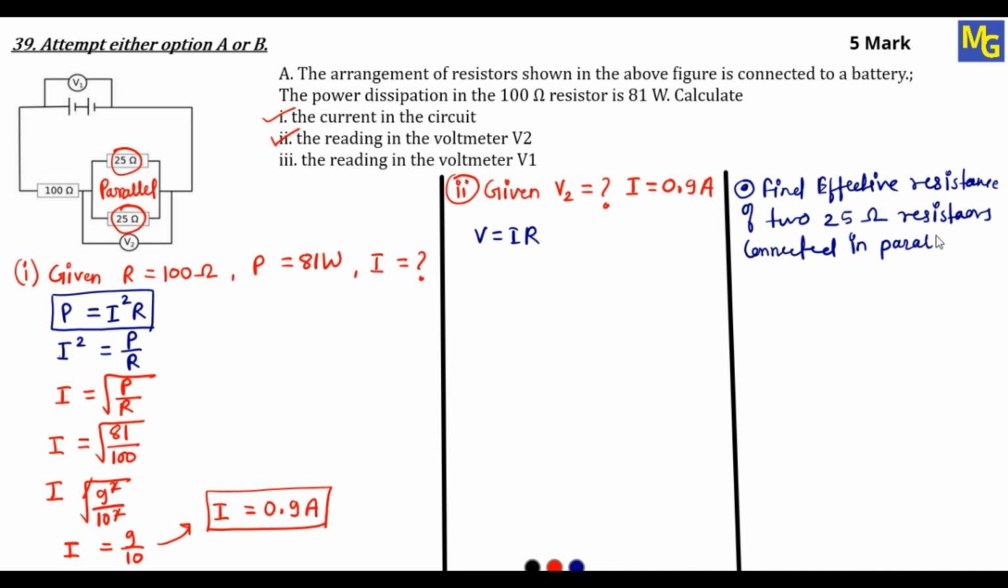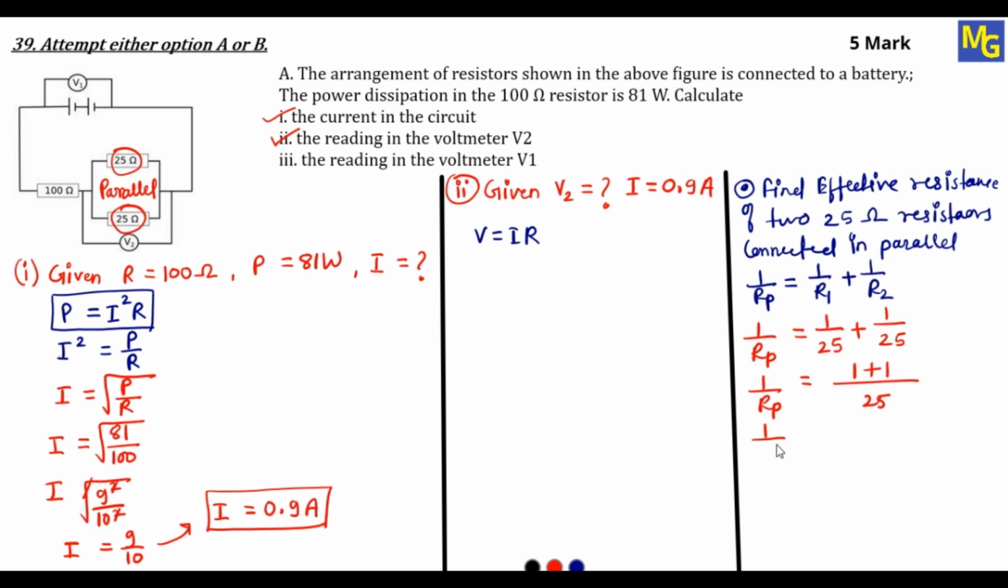We can use the formula 1 by Rp is equal to 1 by R1 plus 1 divided by R2. R1, R2 both are 25, 25, so we can substitute the value. Therefore 1 divided by Rp is equal to 1 divided by 25 plus 1 divided by 25. No need to take the LCM because both the denominators are the same. So I'll write 25 as it is, and this will be 1 plus 1. So 1 by Rp will be equal to 2 divided by 25.